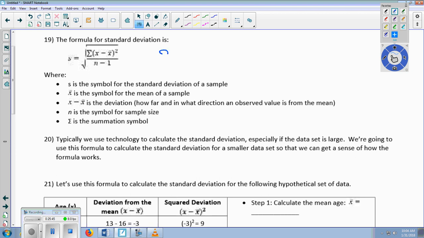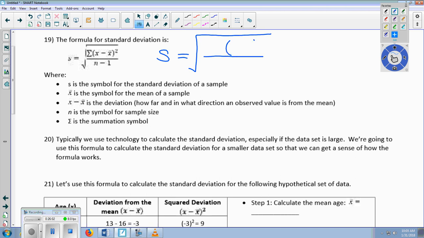The symbol for the standard deviation of a sample is S. And we're going to talk about this, but we're going to take the square root, so that's going to be there. So let's look at what's inside this square root.